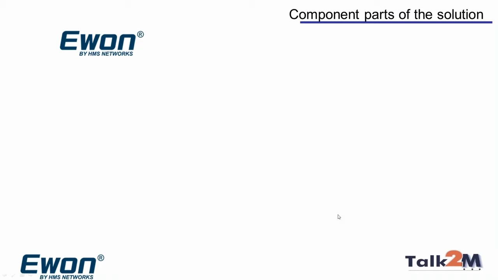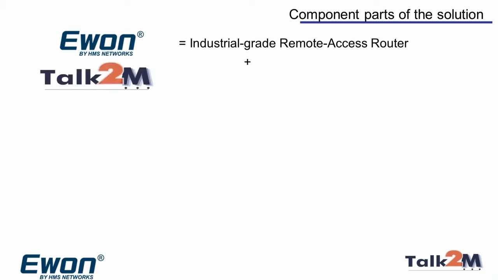So there are two component parts to the Ewon remote access solution. The first is the Ewon hardware, and the Ewon hardware, whichever model you use, it's an industrial grade remote access router. And that works in conjunction with the Talk2M remote access connectivity cloud, which is a VPN cloud hosted by the Ewon people.